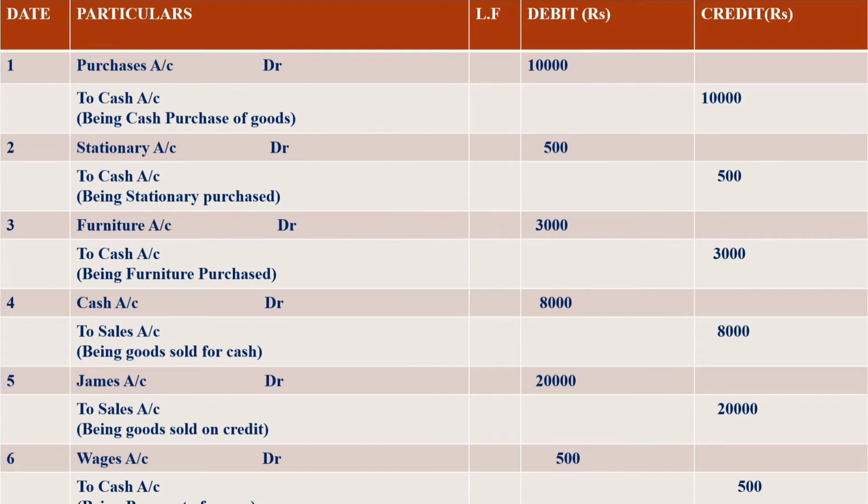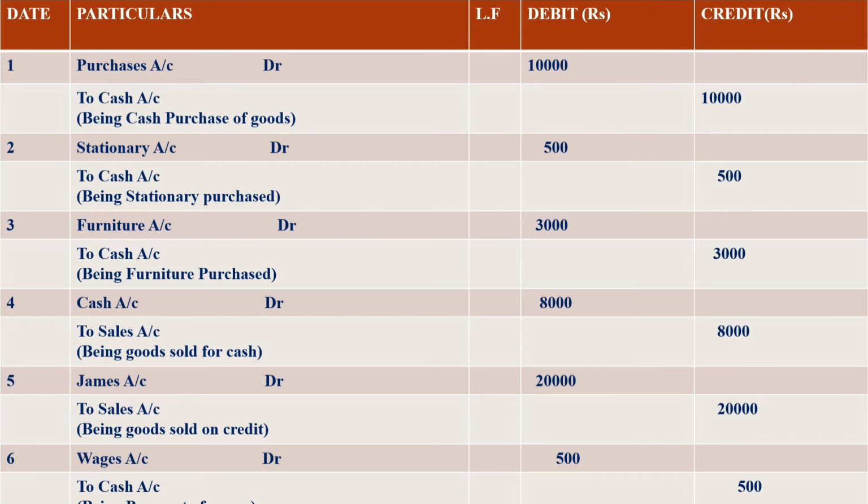And the third one is furniture purchased. When an asset is purchased, we have to debit the particular asset account, not the purchases account. So in this situation, what type of asset is purchased? Furniture is purchased. So for debit, furniture comes in. When we are purchasing the furniture, cash goes out of the business. So we are crediting what goes out. Cash goes out. So furniture account debit to cash account, being furniture purchased. And for the amount, debit and credit, we enter 3,000 respectively.